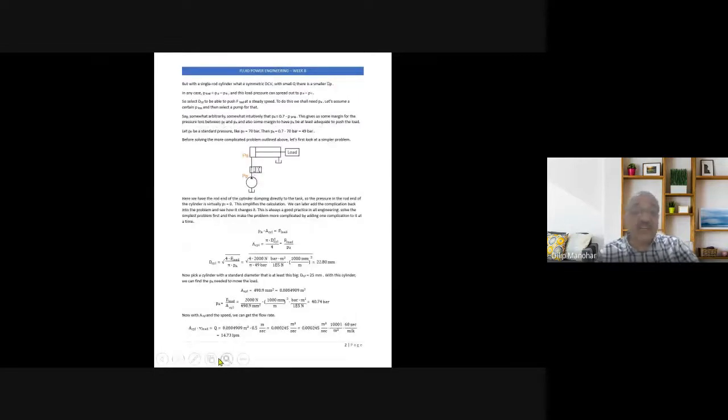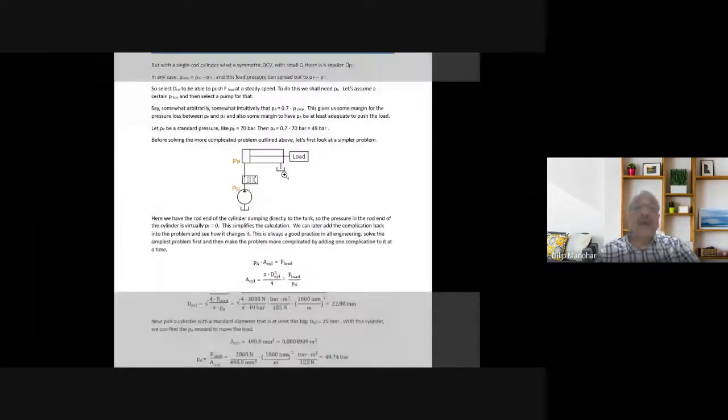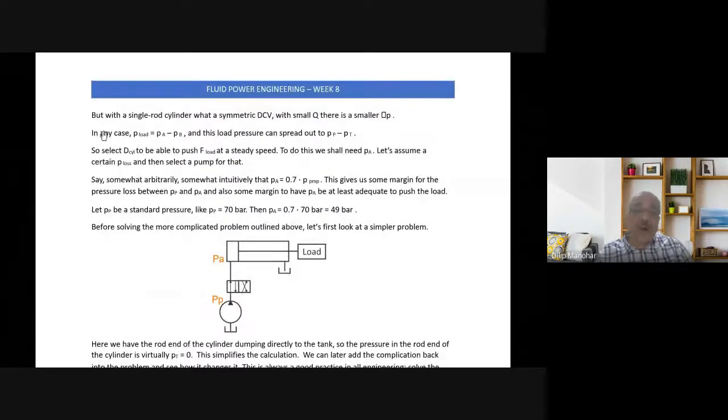We have just started the analysis for the cylinder. Now with a cylinder rod end with a symmetrical direction control valve, there will be small Q and there will be small delta P on the exit side. But just now we have shown it without any exit side tubing. Directly we have connected B port to the tank port. This is just for simplicity. We'll add that later.